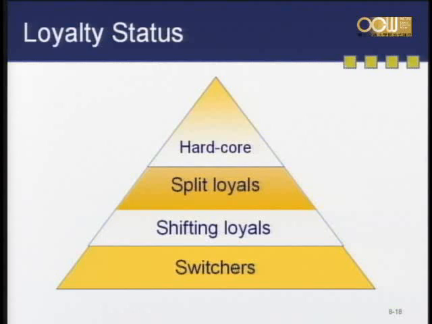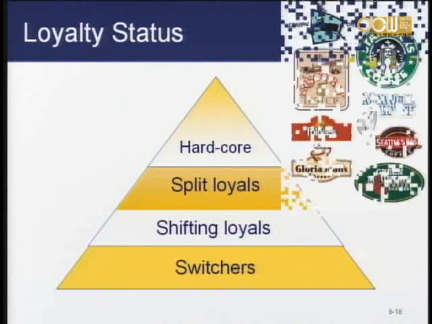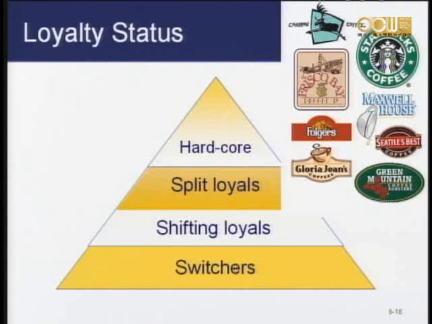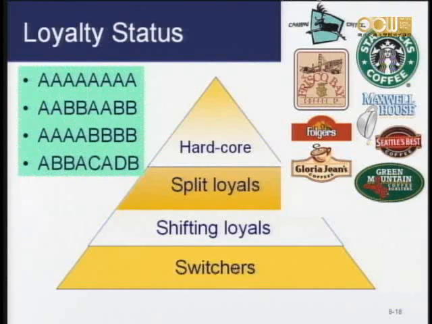This is another one: loyalty. We have hardcore, split loyal, shifting loyal, and switchers. Very interesting. So for instance, I think the most complicated one is coffee. Just to give an example, I define that by myself, okay? Hardcore is straightforward, only one girlfriend, all right? Split loyal is two girlfriends, all right? Go switch, A, B, A, B, all right? Shifting loyal is from A and then to B. And then, of course, switchers switch all the time, all right? So these are the so-called loyalty status.